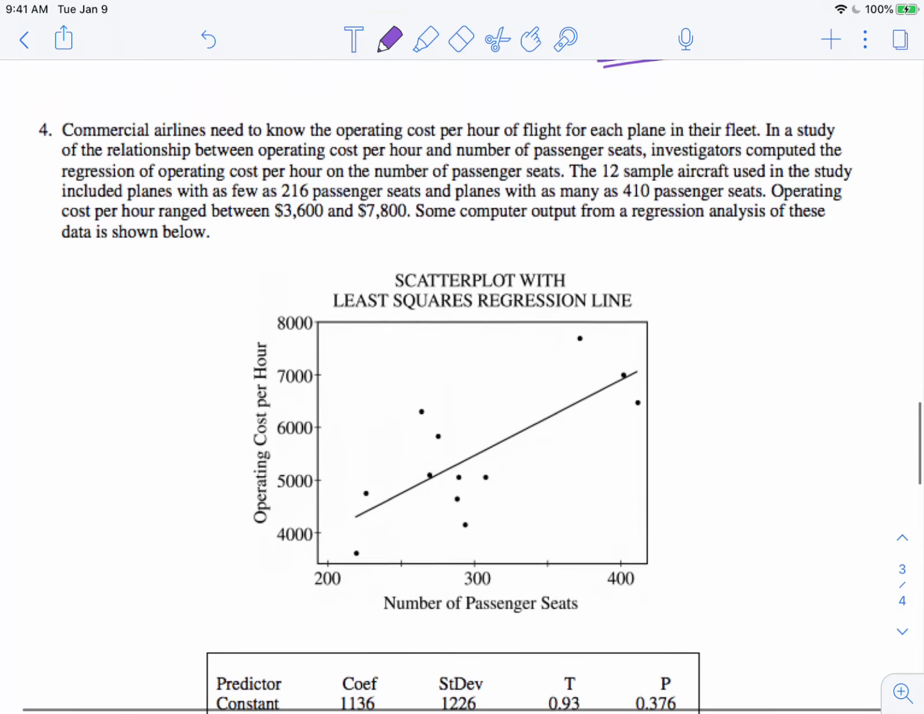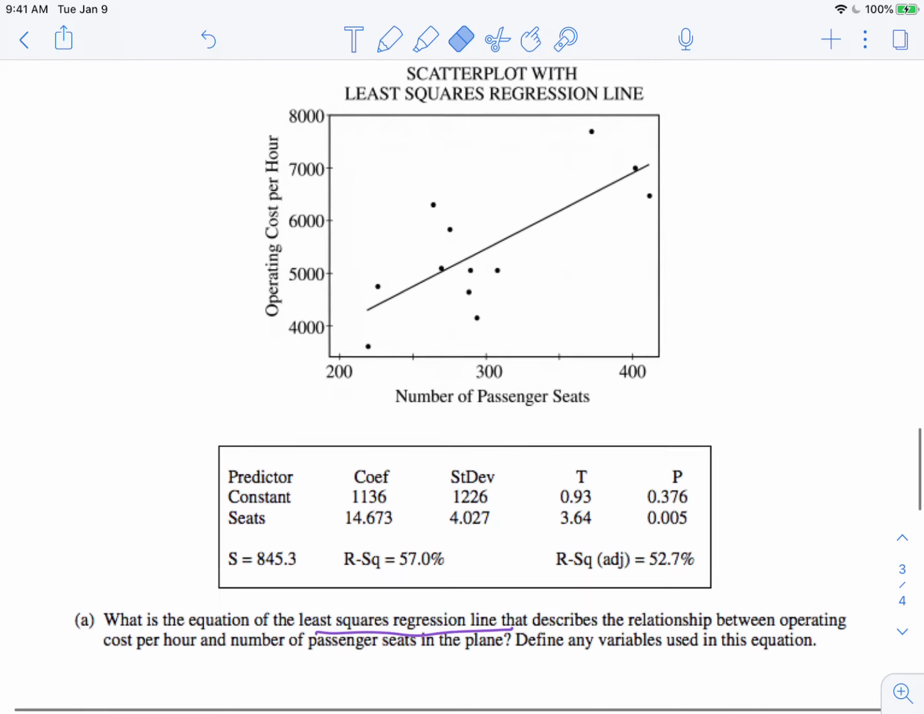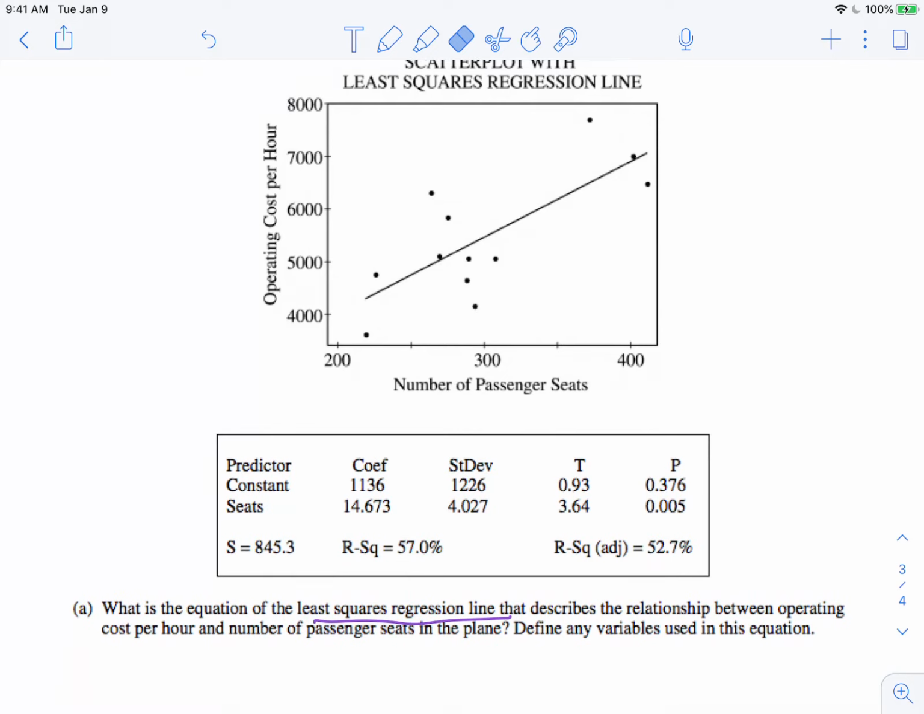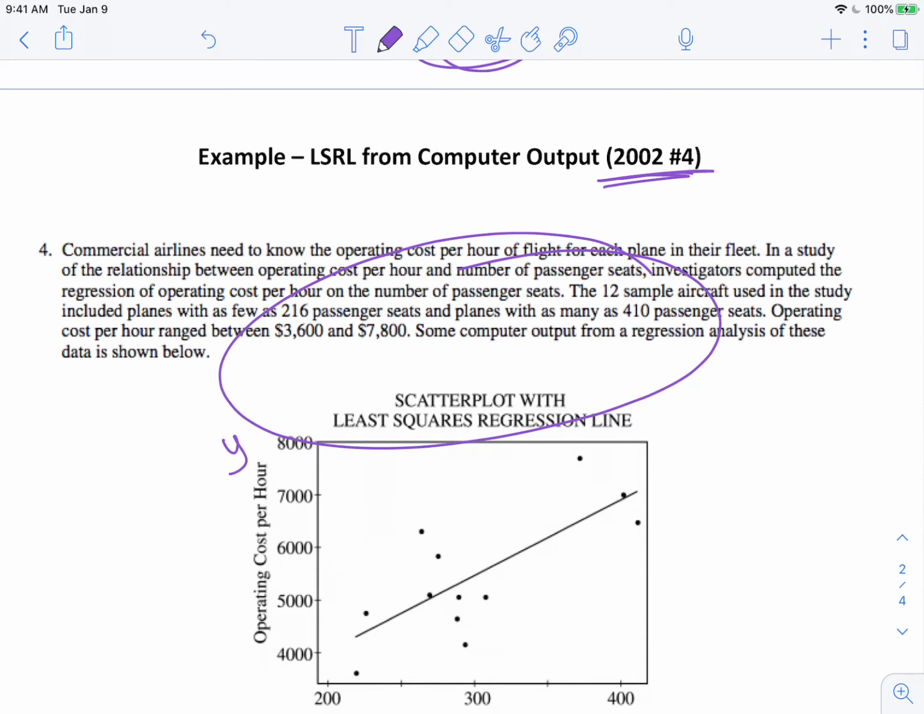Honestly, when I first did this question, I didn't even read the top part, which is terrible. Obviously, I want you to read the top part if you were doing this full question, but we're just doing A. So I just need to know the equation of the line and the two variables. And if they give me the scatter plot, I usually cheat and I just go there and I see, okay, well, this is the X variable, number of passenger seats. Okay, this is the Y, operating cost per hour. If they don't give you a scatter plot, obviously I want you to go back into the problem and read it and get the context from the problem.